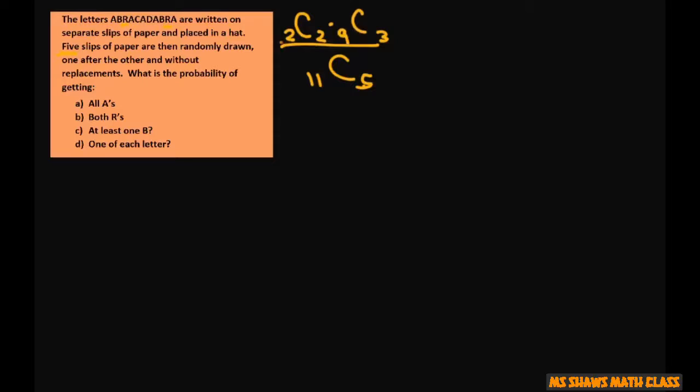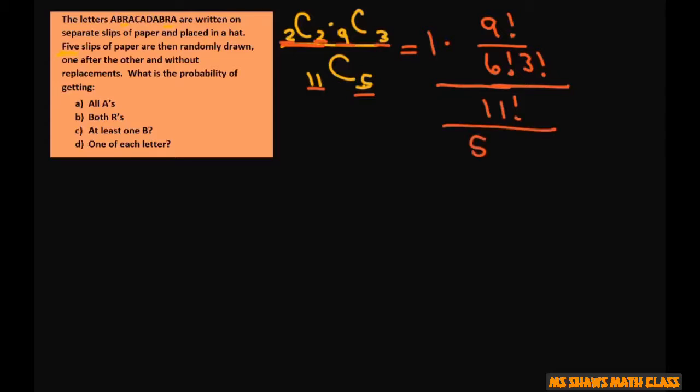So in this case, these 2 numbers add up to 11. These 2 add up to the 5. So this is going to give you 1 times, this is 1, 9 factorial divided by 6 factorial times 3 factorial, all divided by 11 factorial divided by 5 factorial, 6 factorial.